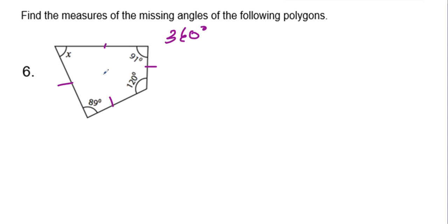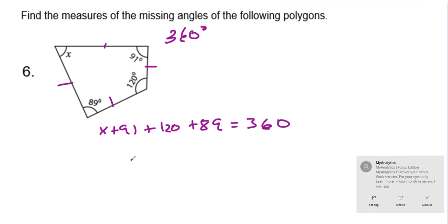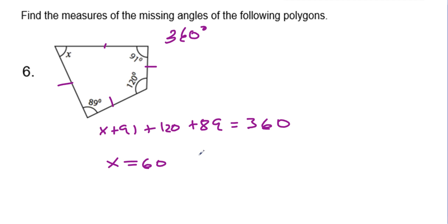I could form 2 triangles, 2 times 180. So we're simply going to add these up. X plus 91 plus 120, just going around, is equal to 360 degrees. I'm going to grab my calculator, subtract 189, I'm going to subtract 120, I'm going to subtract 91, and I get x is equal to 60 degrees. All right? So, moving on.